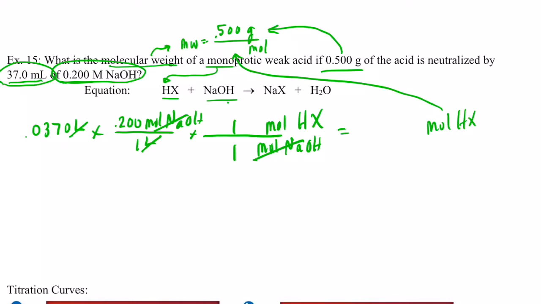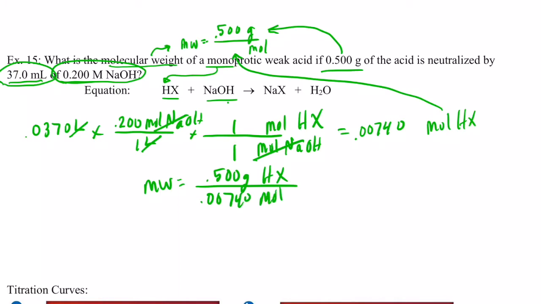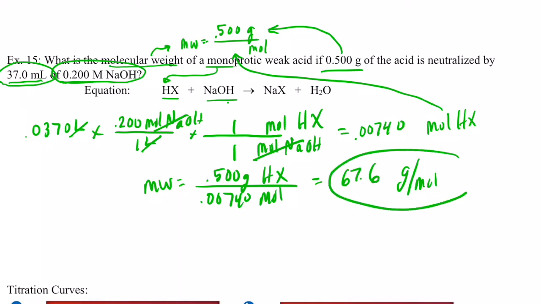0.0370 times 0.200 gives us 0.00740 moles of acid. So our molecular weight will be our 0.500 grams of acid, which was given in the problem, divided by 0.00740 moles of acid, and we will have grams per mole, our molecular weight. So let's see what that is. 0.5 divided by 0.00740 gives me a molecular weight of 67.6 grams per mole. Pretty easy, don't you think?